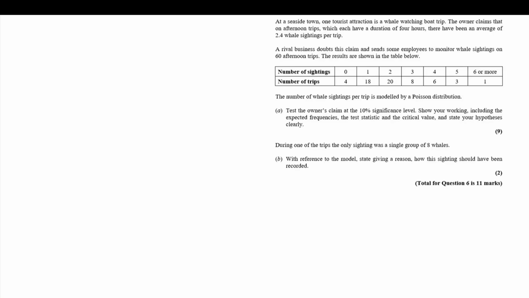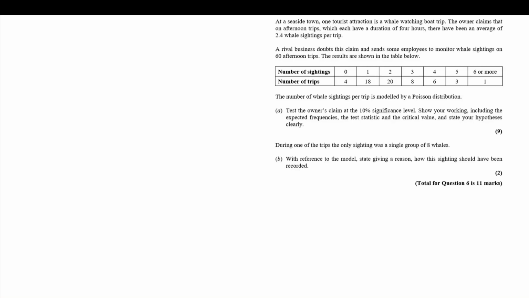In this question, we're told that in a seaside town, one tourist attraction, which is the whale watching boat trip, the owner claims that on afternoon trips, which each have a duration of 4 hours, there have been an average of 2.4 whale sightings per trip. A rival business doubts this claim and sends some employees to monitor whale sightings on 60 afternoon trips. The results are shown in the table below.